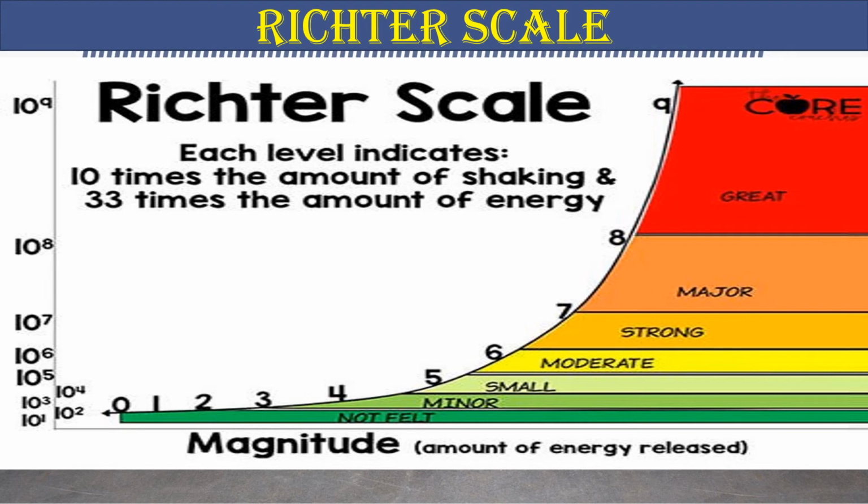Here on the Richter scale, each level indicates 10 times the amount of shaking and 33 times the amount of energy. This applies to each Richter scale level from 1 to 9, or 0 to 9.